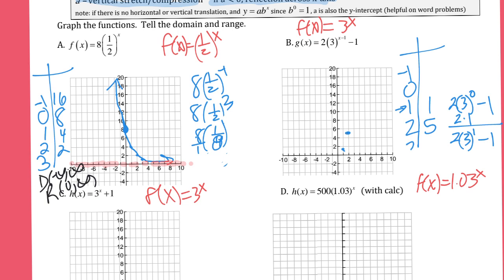Okay, and then you could plug in 3. We could do 2 times 3 to the 3 minus 1 is 2, minus 1, so 3 squared is 9, times 2 is 18, minus 1 is 17. So it gets really big really fast, doesn't it?